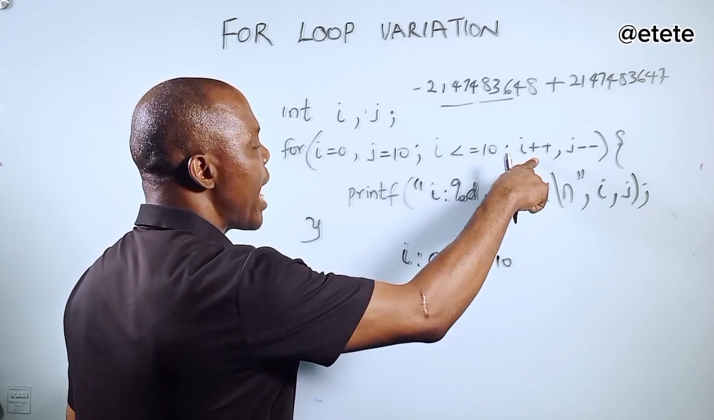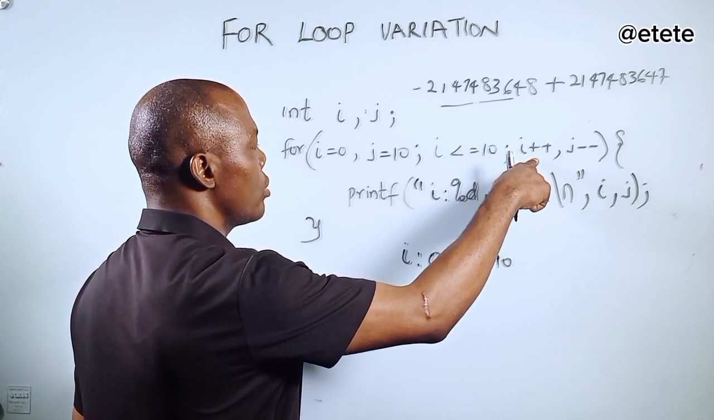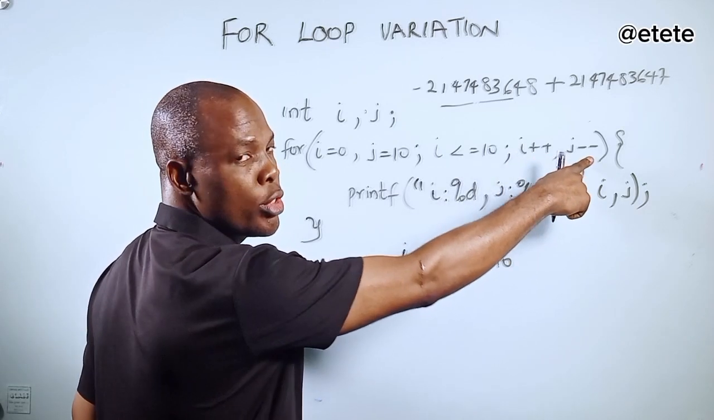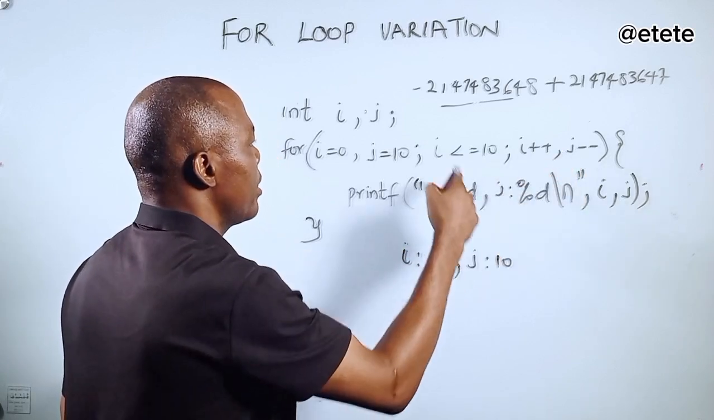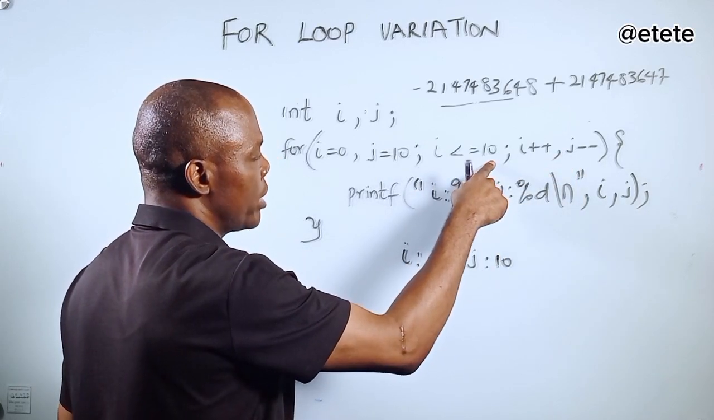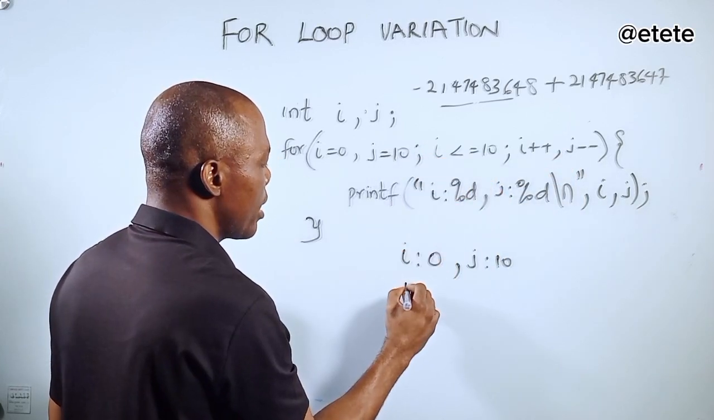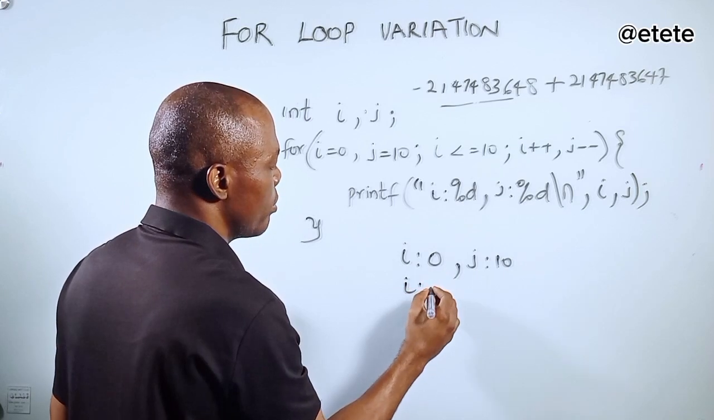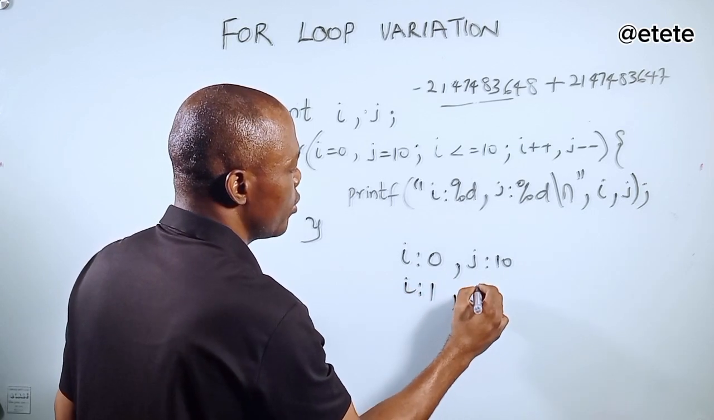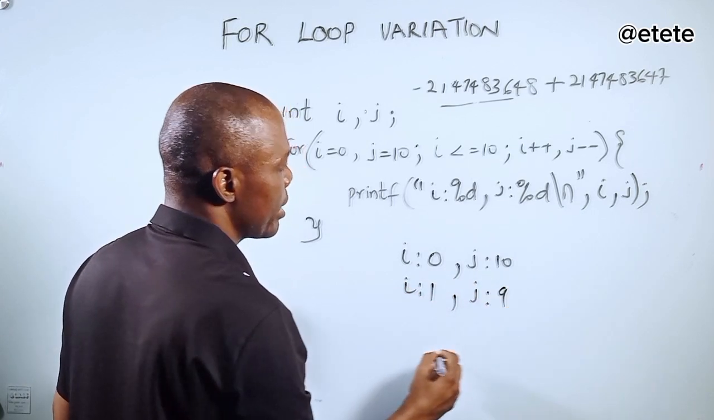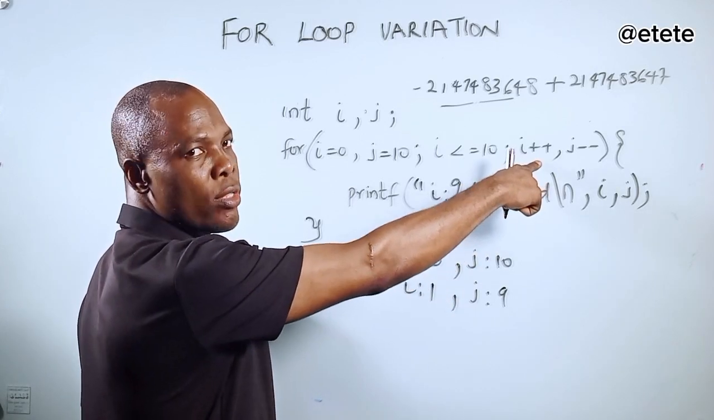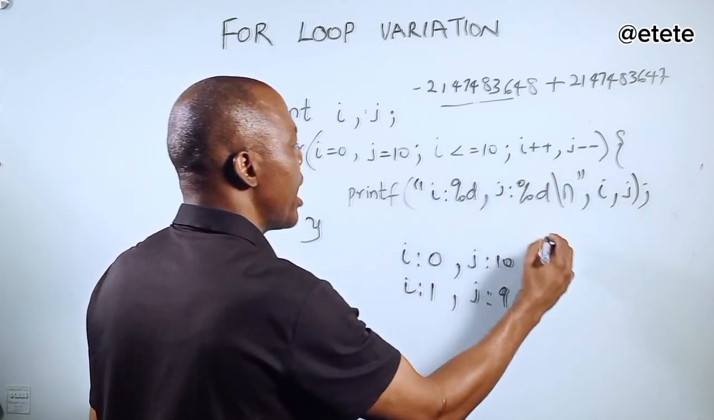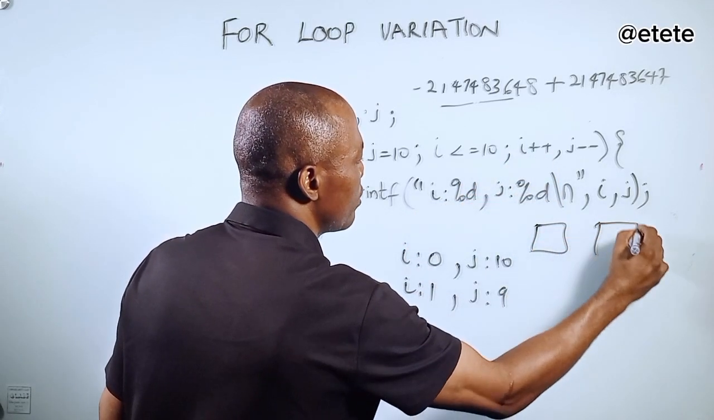Then it will increment i to 1, and it will reduce j to 9. Then it will check 1 is less than or equals to 10. That is true. It will come in and it will print out this. It will print out 9. Then it will increment i to 2. So you are having something like this.